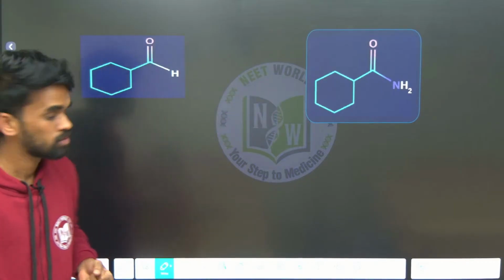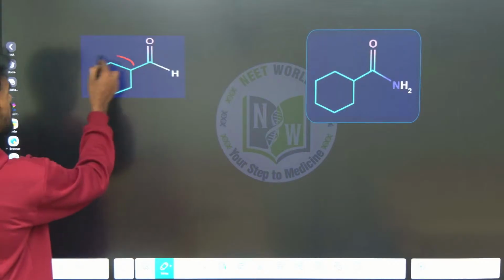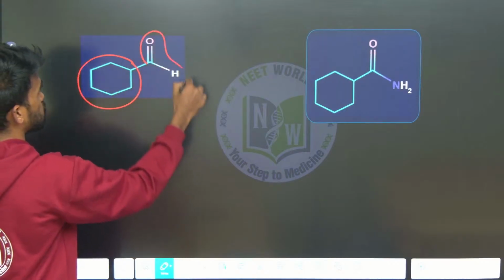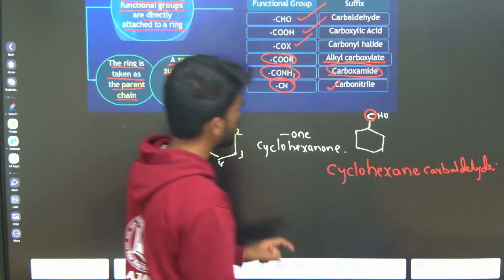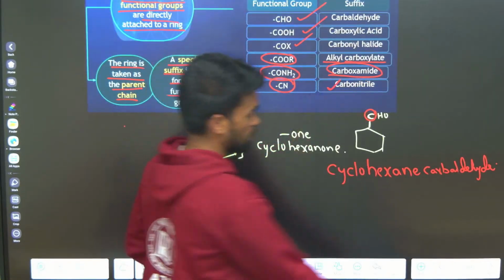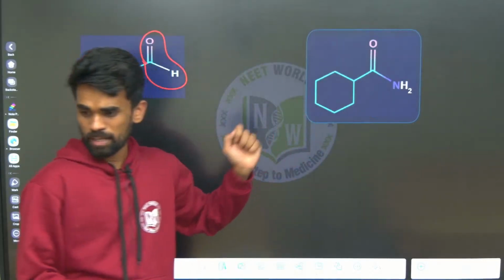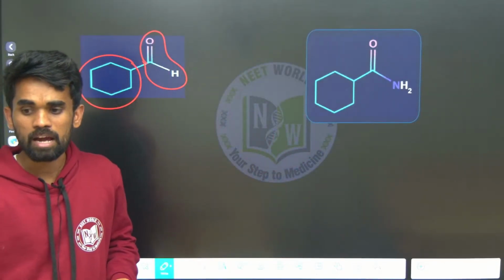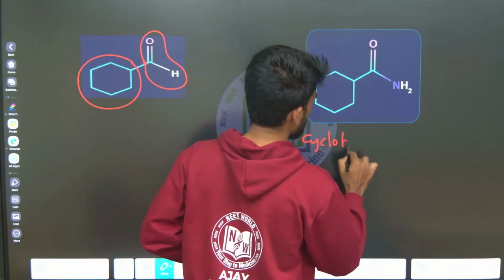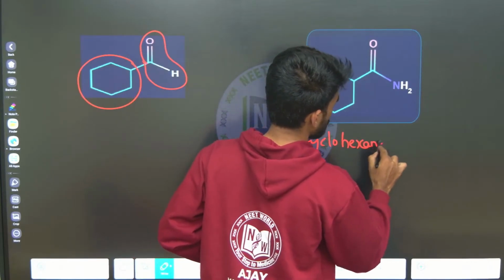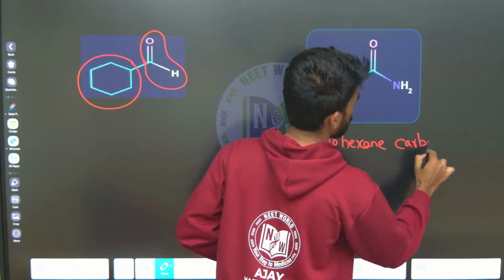Sir, but it is inside the chain. See, this is cyclohexane as the parent chain and the aldehyde is a substituent now. For this, what I told you, for amides, carboxamide. So tell me, cyclohexane carboxamide. That's it. Cyclohexane carboxamide.